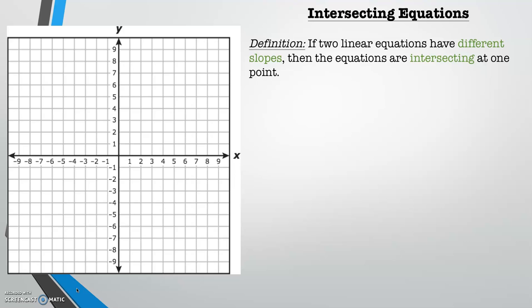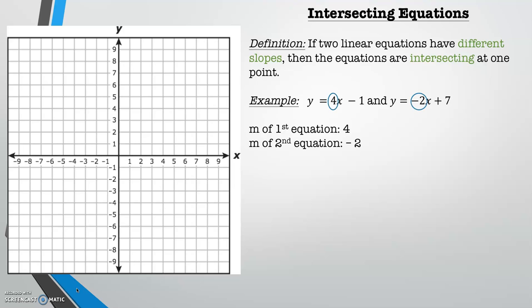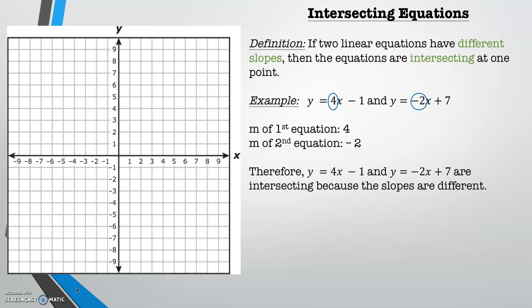Lastly, let's discuss intersecting equations. Our example will be y equals 4x minus 1 and y equals negative 2x plus 7. The slope of the first equation is 4, whereas the slope of the second equation is negative 2. Because the slopes are different, we know that these will be intersecting. As you see on the graph, when you graph the two linear equations, they will intersect, and the angle between the lines that is formed is not necessarily a right angle as it was for perpendicular equations.